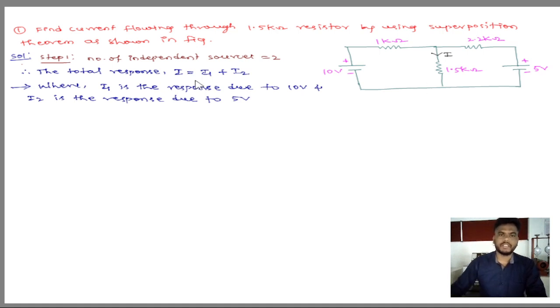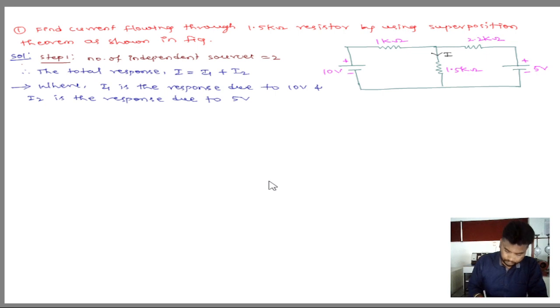This is step 1. We need to clear the problem. First, we need to identify the number of independent sources. Then the total response I is equal to I1 plus I2, where I1 is the response due to the 10 volts source, and I2 is the response due to the 5 volts source. Then we need to calculate I1. For that, we are considering only the 10 volts source and replacing the 5 volts by short circuit.